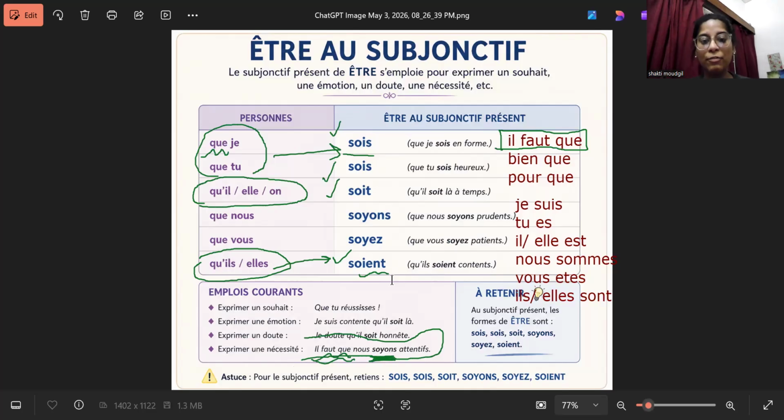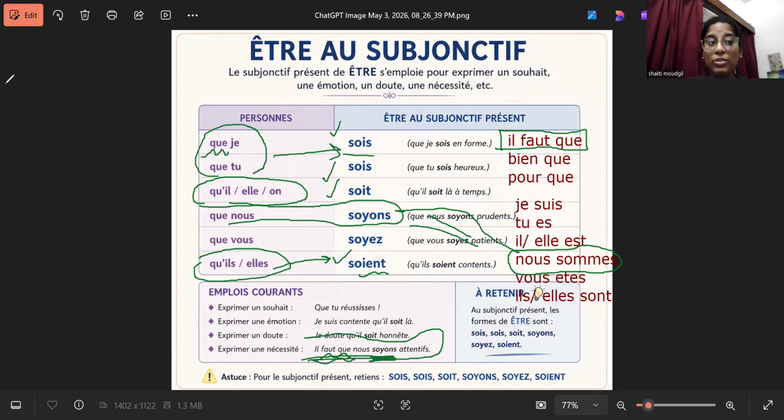We cannot say il faut que nous sommes. That would be the indicative form. Here we would have to use soyons. That is the same as nous sommes, but in the subjunctive form. So there is no difference of meaning between nous soyons and nous sommes. These are exactly the same. The meaning is the same. Que nous soyons and nous sommes, both of these would be we are, that we are. It is necessary that we are attentive.